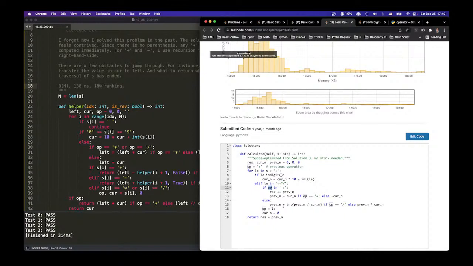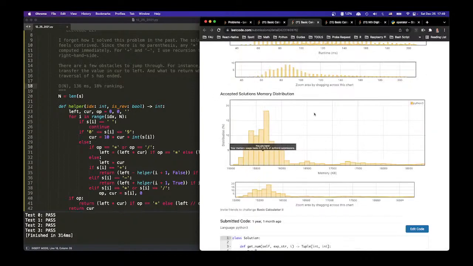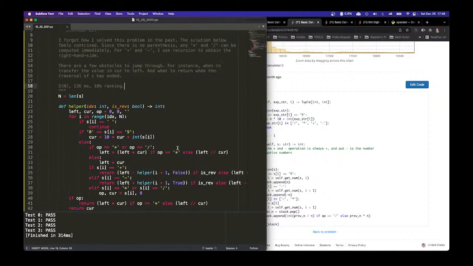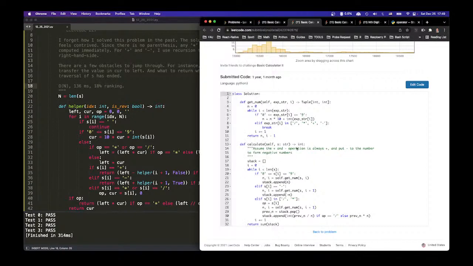Oh my god, this is so good. This is so good. This one's not bad. This one is not bad either, right? So basically, yeah, I mean it's not bad either.